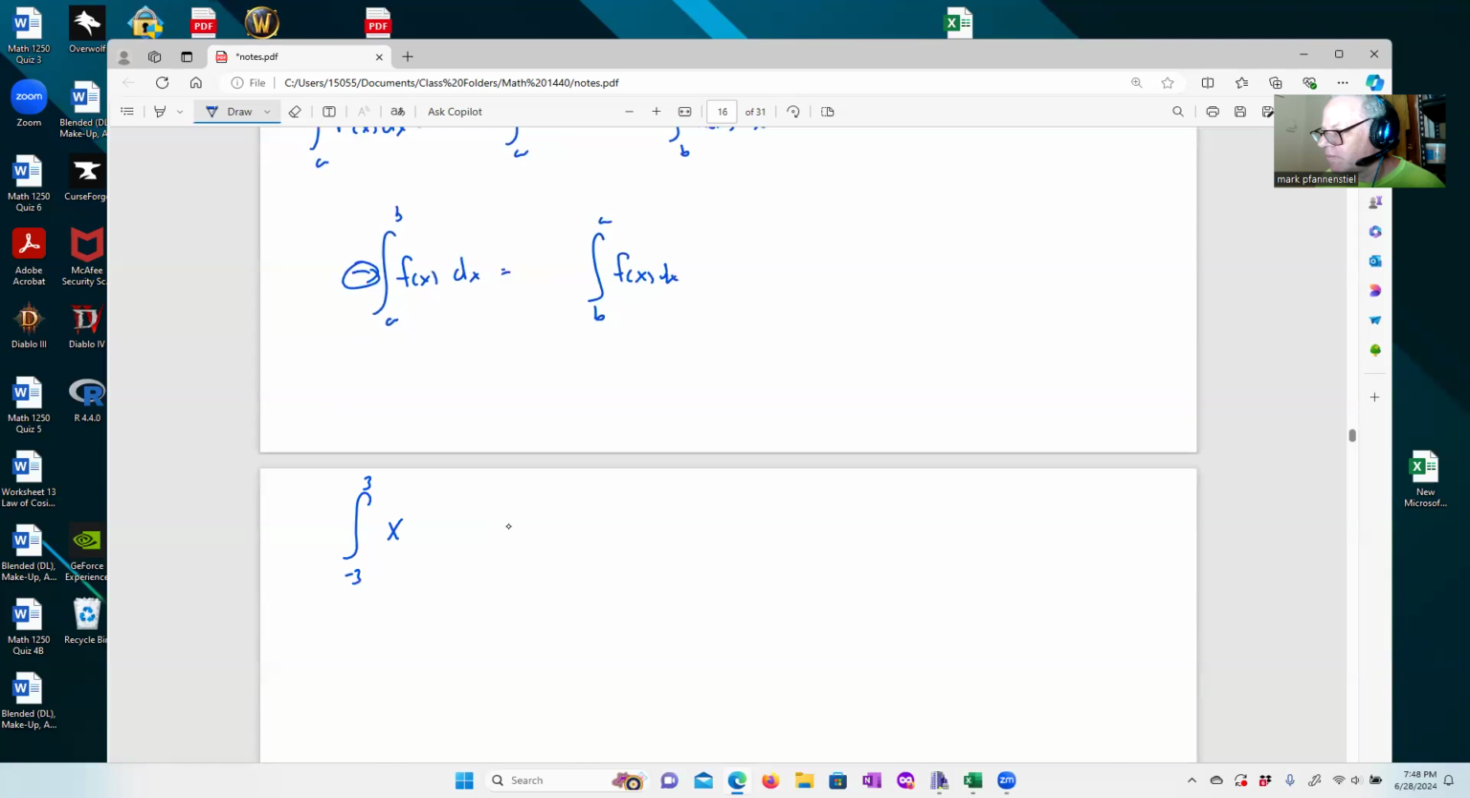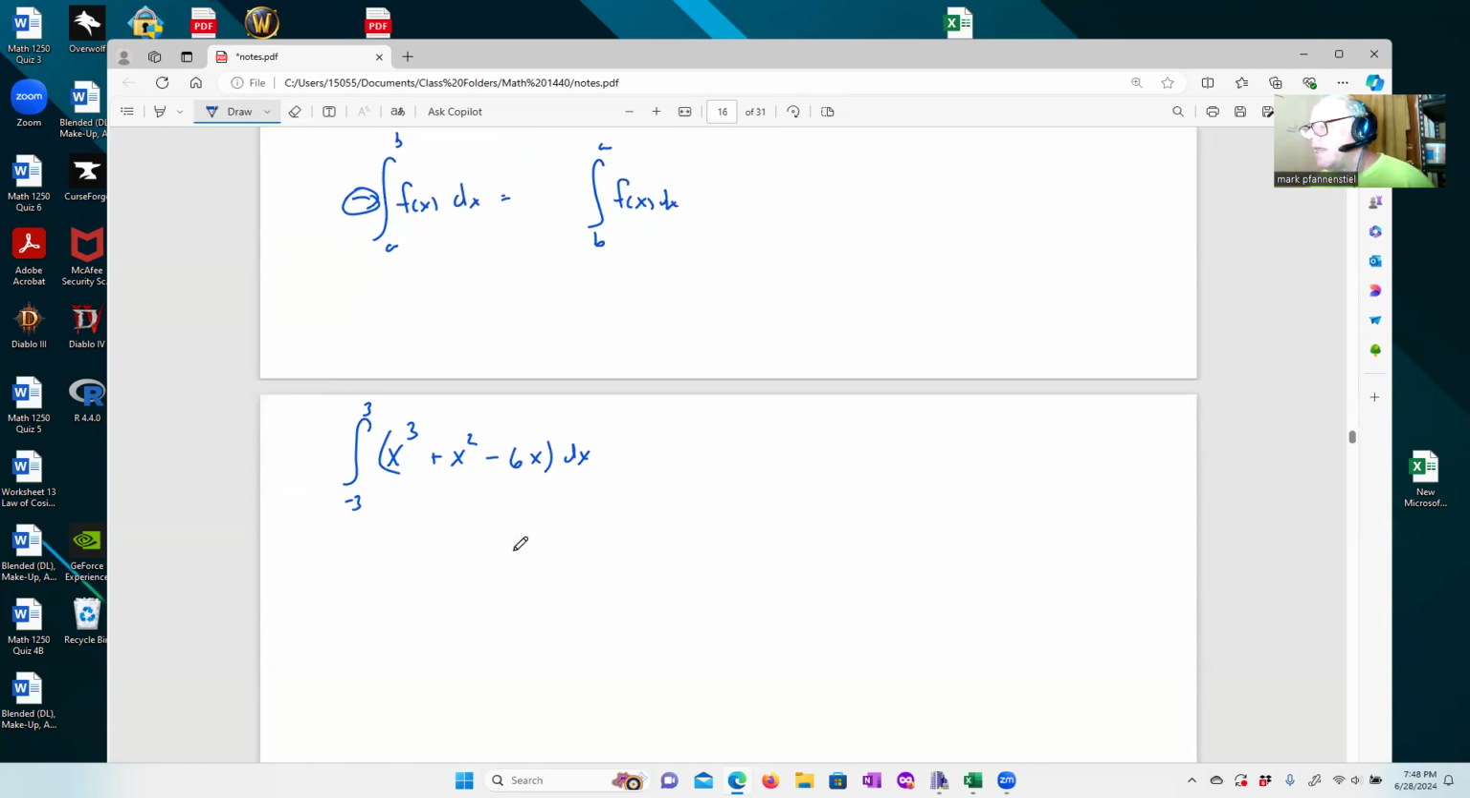And the problem that I want is going to be x cubed plus x squared minus 6x. Okay, double check to make sure that's what we're getting. Yeah, that's what we have, dx. Okay. And actually I'm not quite done here. So I can find the area between the x-axis and f of x. They might say find the total area under the curve, something like that. Find the area between the x-axis and f of x.